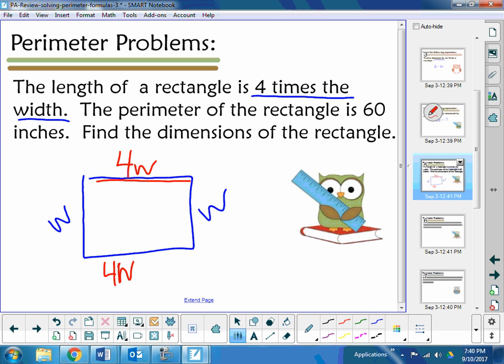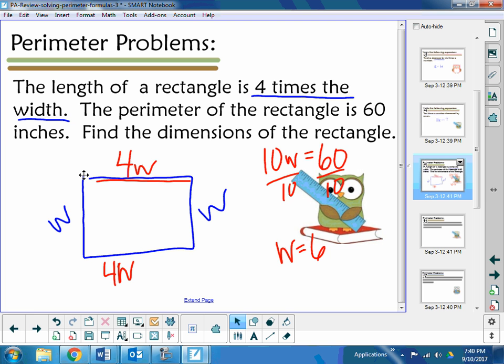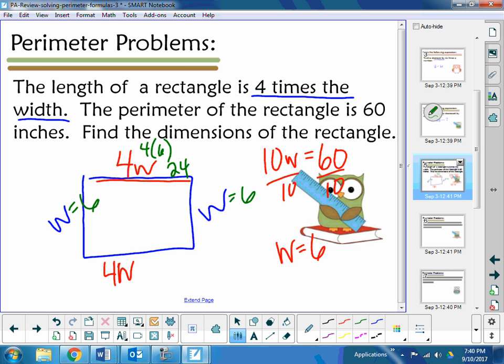So I have a total of 4W up here, 4W down at the bottom, 1W on the left, 1W on the right. That's a total of 10 W's. It says the perimeter of the rectangle is 60. I want to solve for the dimension. So if I divide by 10, my width is going to be 6. I'm going to plug that back in. My width is 6. My length is going to be 4 times 6, or 24. So the dimensions are going to be 6 by 24. This is the answer we are looking for, so you need to write your answers that way.